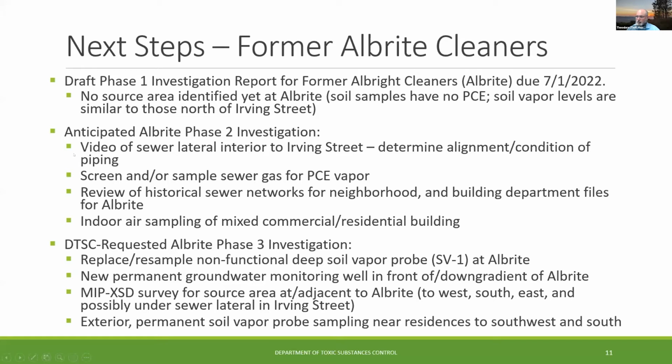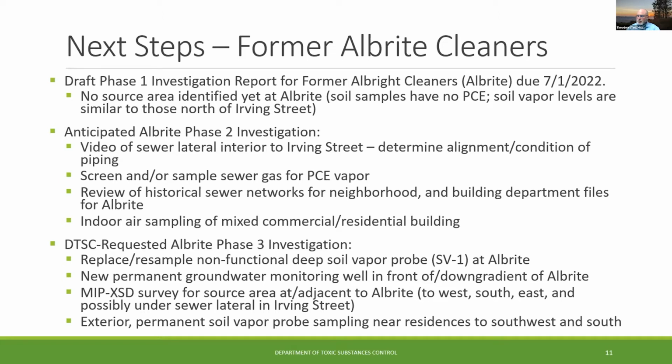Coming up, we have the Albright Phase 2 investigation. This would consist of determining alignment and condition of piping, using a video of the sewer lateral interior down to Irving Street. We'd screen and sample the sewer gas within those pipes for PCE vapor. We would review the historical sewer networks for the neighborhood, especially east on Irving, and also building department files for Albright.